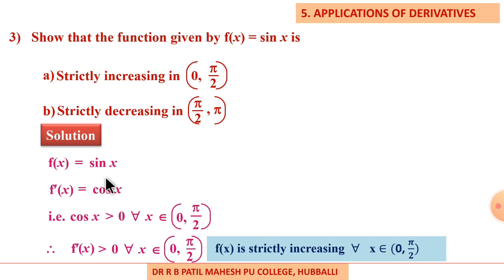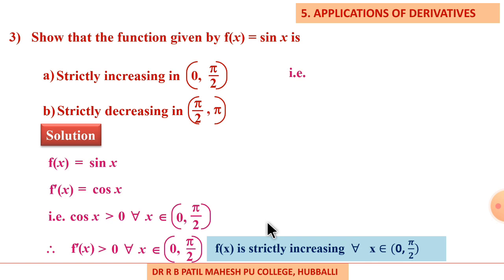See here, first this is a given term, then differentiate with respect to x, you get cos x. Now you have to check whether this cos x is positive or negative in the given interval 0 to 90. So 0 to pi by 2 means it is in the first quadrant. In the first quadrant cos x is positive, or you can write cos x is greater than 0. Therefore f dash of x is greater than 0 in the interval 0 comma pi by 2. Therefore f of x is strictly increasing in the interval 0 to pi by 2.